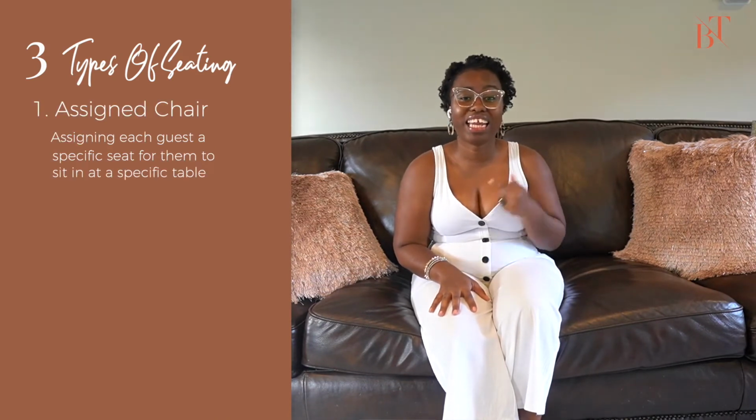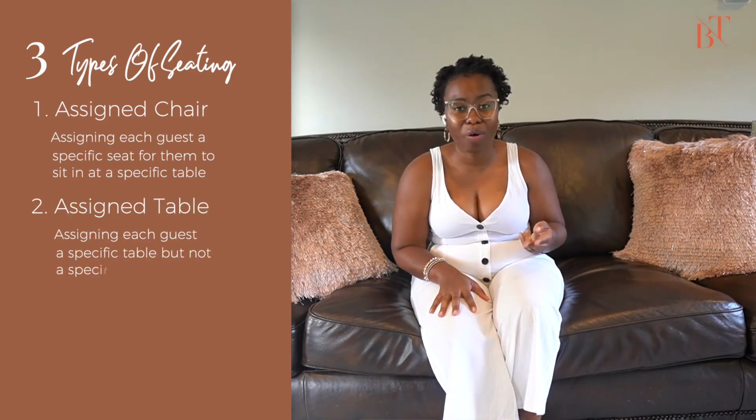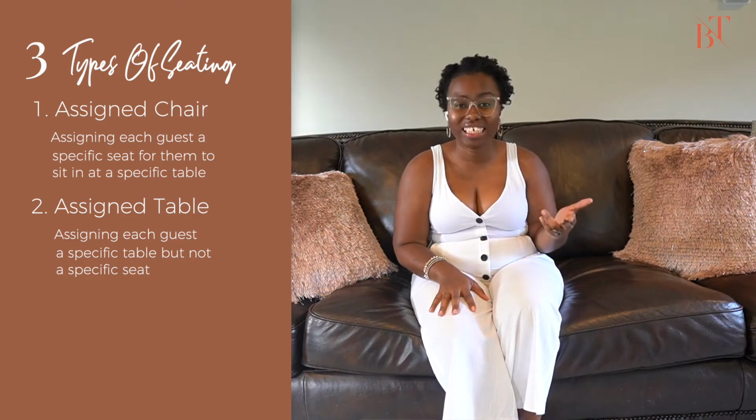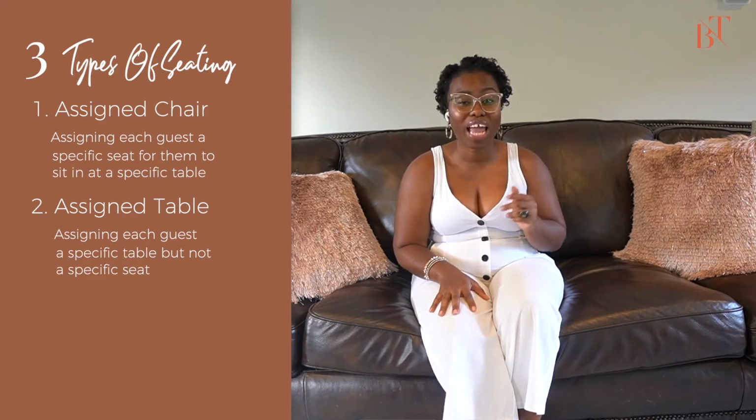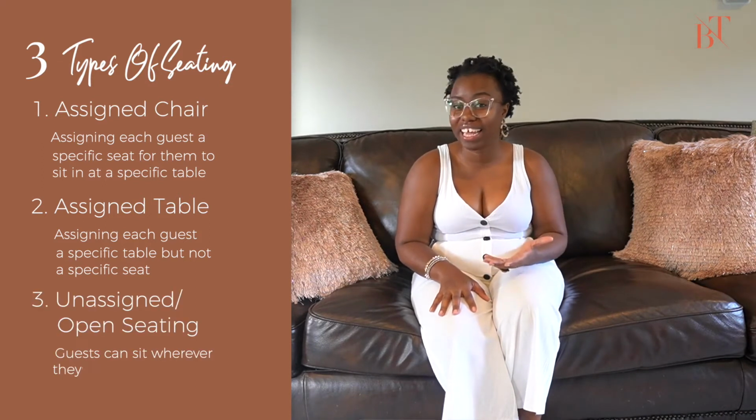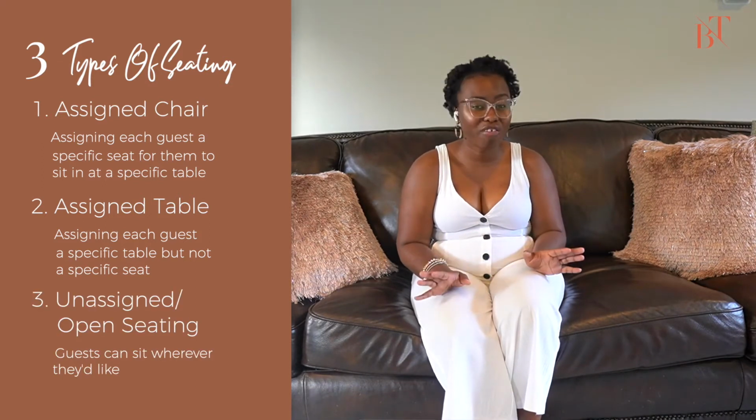There are 3 main types of seating, and I'll go ahead and explain about them. The first is an assigned chair. This is when you assign each guest a specific seat for them to sit in at a specific table. The second is an assigned table, and this is when you assign each guest a specific table, but not a specific seat. Third, we have the unassigned or open seating. This is when your guests can sit wherever they would like.